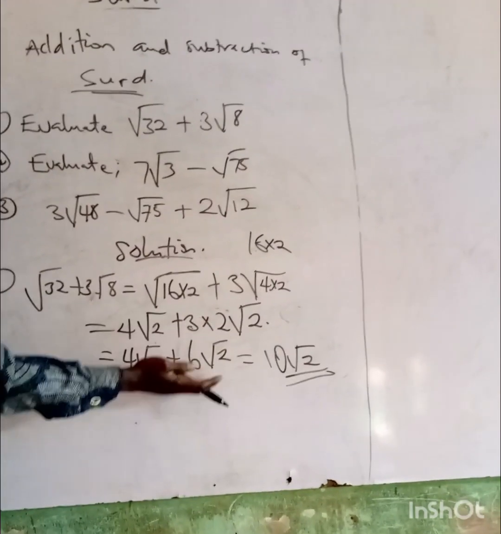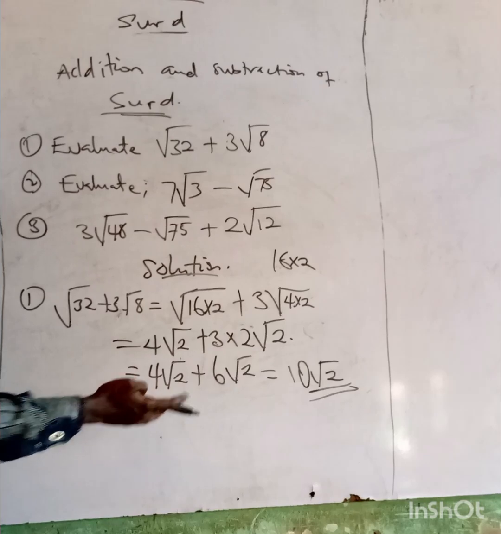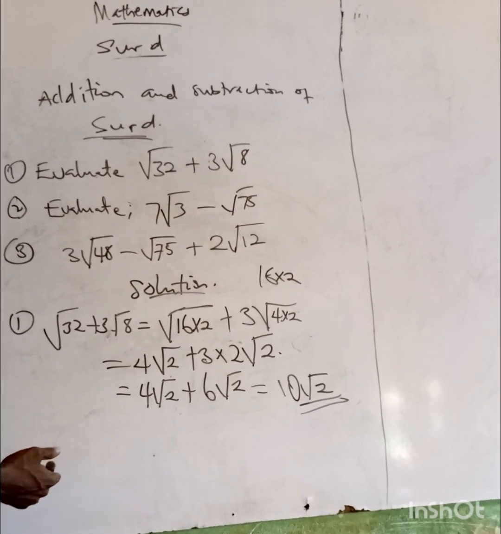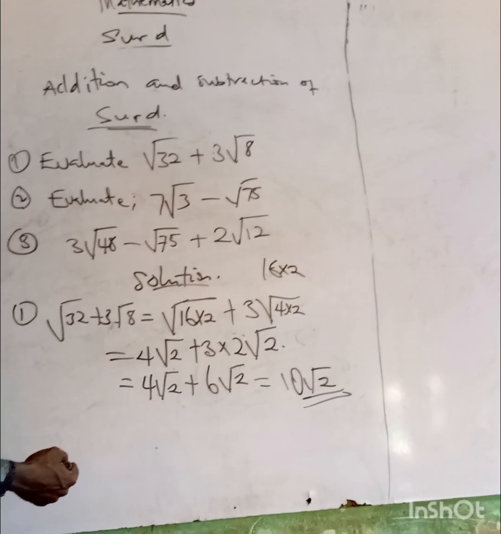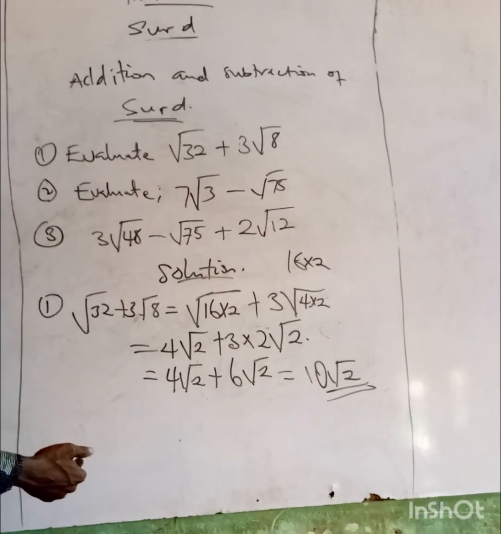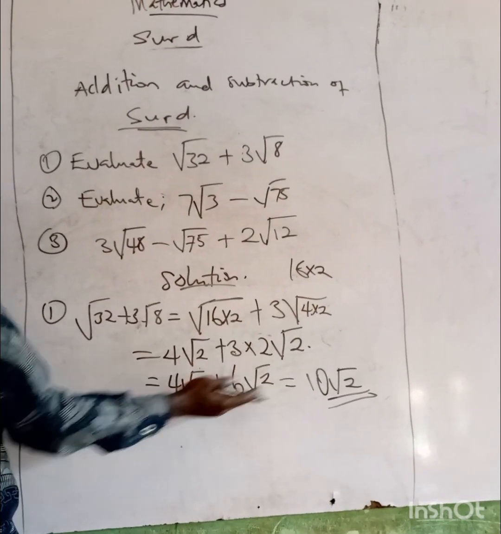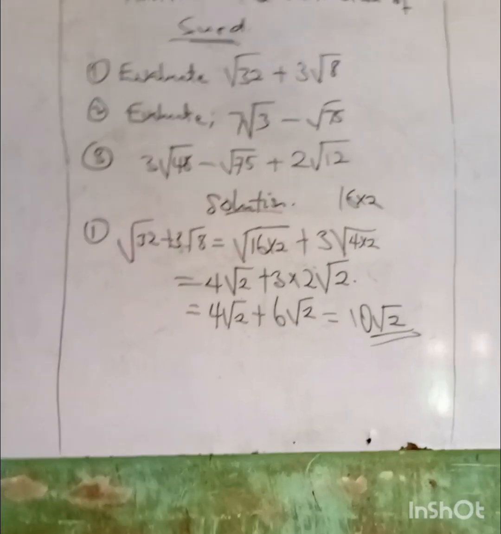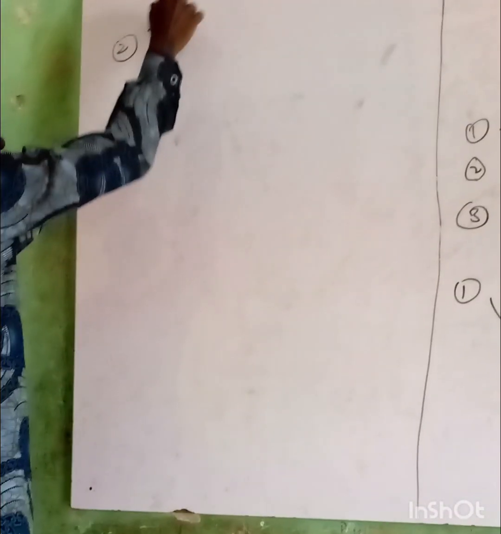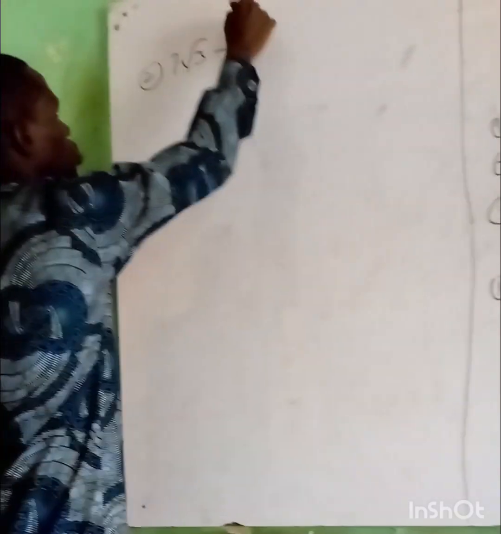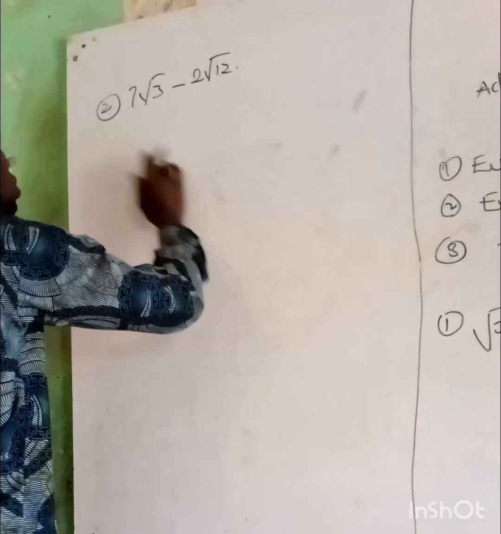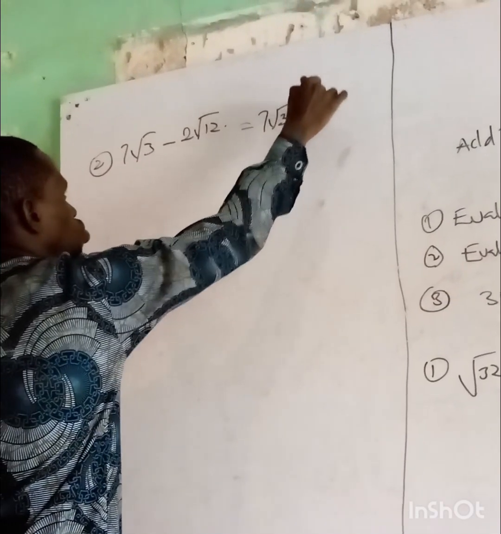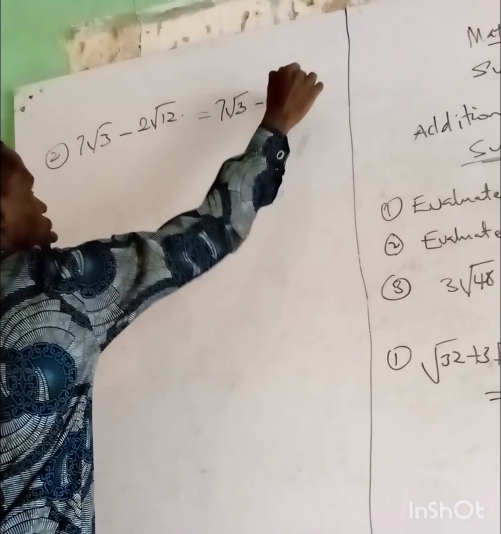Since the roots are the same, we can add. But if the roots are not the same, they are not similar roots. If you still remember, in the last class we talked about similar irrational numbers. These ones are similar, so we can add them. Thank you. So let's quickly take the second example. 7 root 3 minus 2 root 12. So this will give us 7 root 3 minus 2 root what? That's 4 times 3.